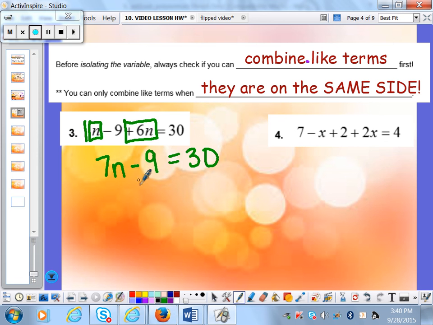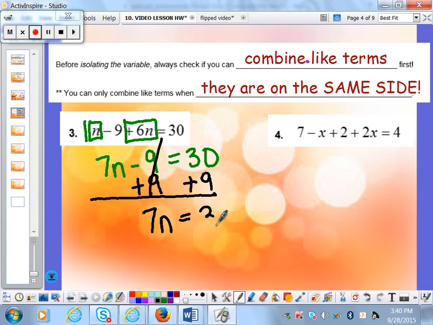I'm going to move my constant over to the other side first. It is least connected to the n. And I'm left with 7n equals 39. I will now get rid of the 7, so we must divide.